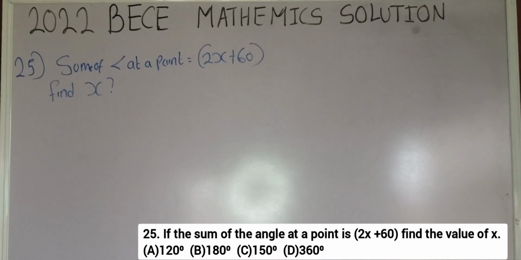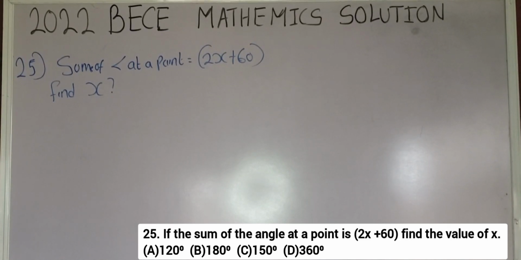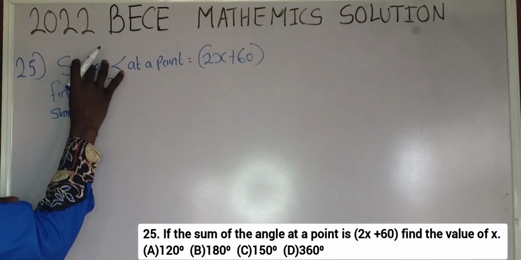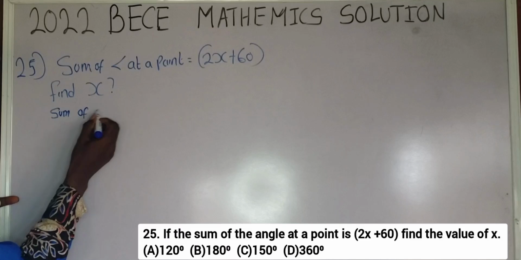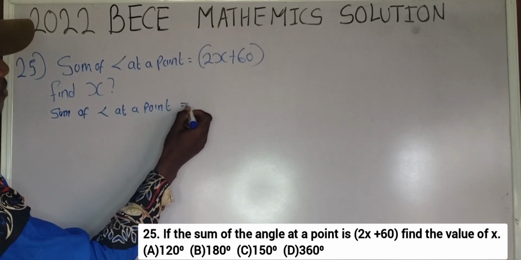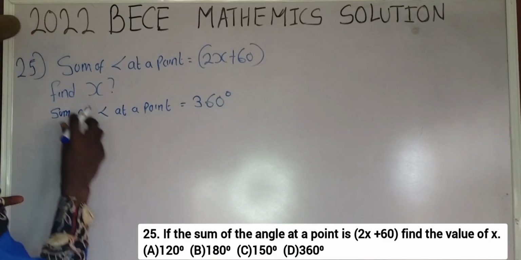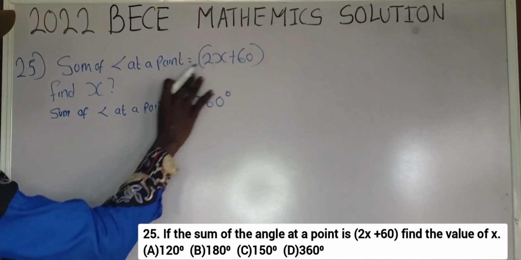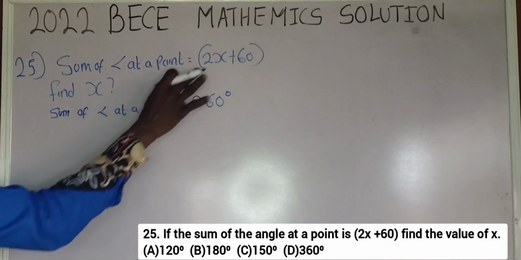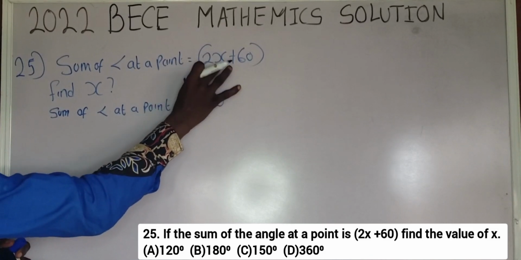Now, we know that in mathematics, the sum of angles at a point is equivalent to 360 degrees. Now, they give us another expression in our question, that the sum of angles at a point is 2x plus 60. All you have to do is equalize this and this together.